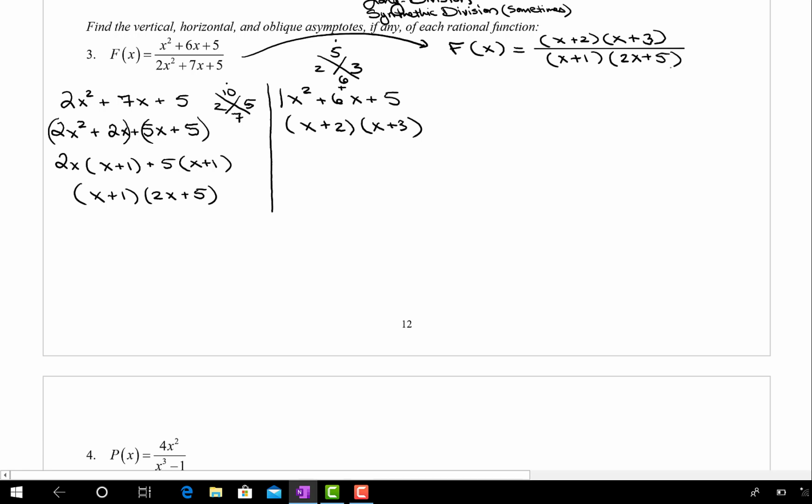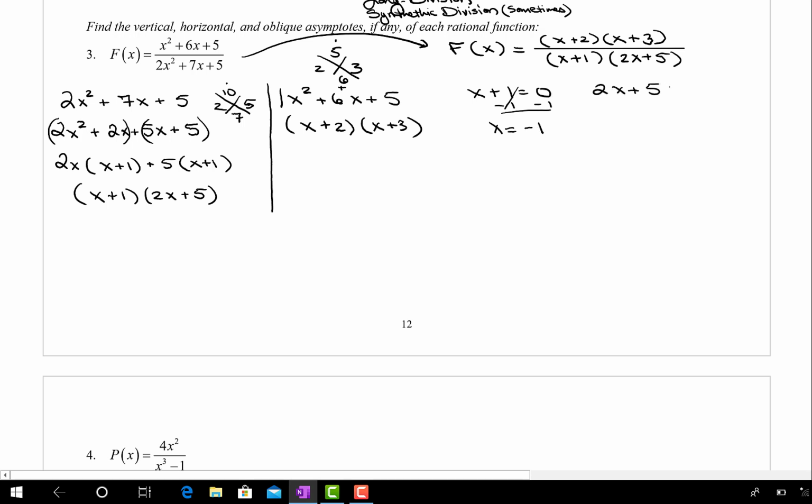And there we go. All right, so now that I did that, I'm ready to set each one of my factors in my denominator equal to 0. So we're going to set x plus 1 equal to 0 and solve for x. So I'm going to get x is equal to -1. That's one of my vertical asymptotes.